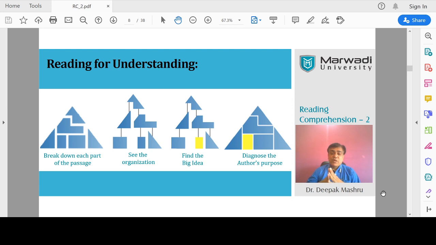After that, you can divide that paragraph into four parts. That means you can apply four different steps. Step number one, you break down each part of the passage. That means you can find out that this paragraph has five portions or six portions or four portions which can be divided. You can divide into different clusters. It can be a line, it can be a group of lines, it can be a small paragraph, it can be a full paragraph. So in that way you segregate it.